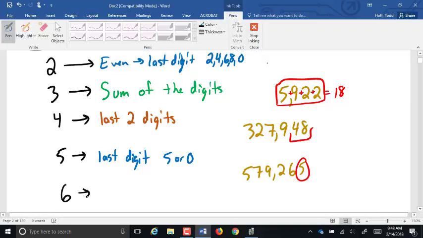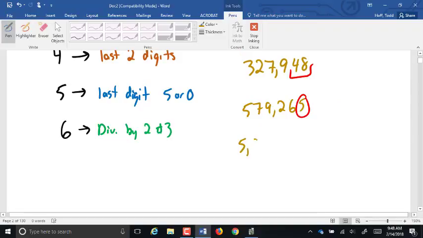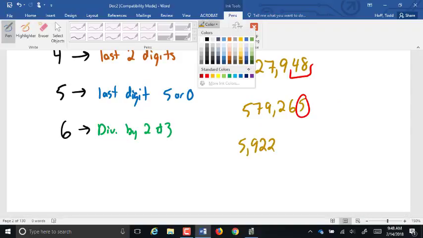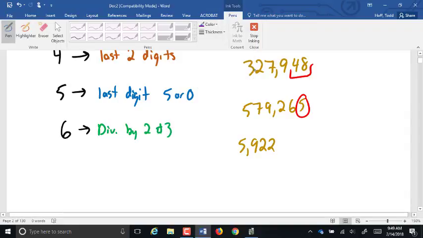6 is another one that's a little more complex. A number is divisible by 6 if it is divisible by both 2 and 3. So like 5,922. Now we've already checked and we've certified it's divisible by 3. But really what I always check first is the 2, because the 2 is real easy. Is this divisible by 2? Yeah, the last digit's even. The last digit's 2. So then we check to see if it's divisible by 3, and we already did that above. So this is divisible by 6.